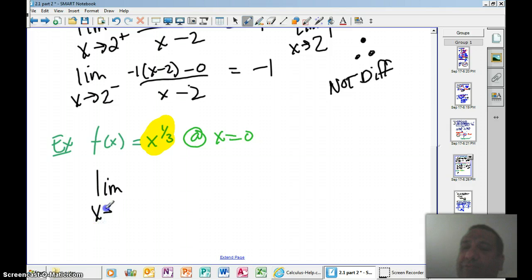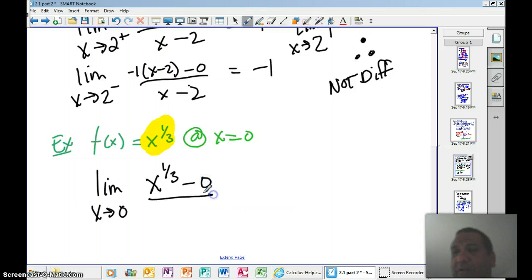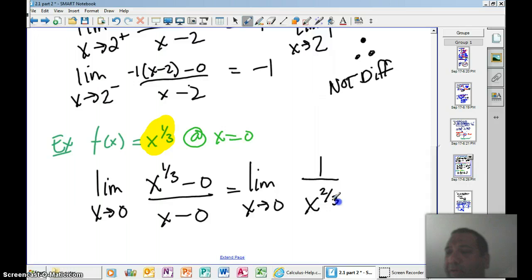So the limit as x approaches 0 of this all over x minus 0, we get the limit as x approaches 0 of 1 over x to the 2/3 power. Remember, this is 1, 2/3, you get it. Subtract 1/3 from the bottom, you're good. Now, wait a minute. You know this. Look at the graph. The bottom's getting really small. The fraction's getting very large. This is infinity, or does not exist, whatever you want to call it.